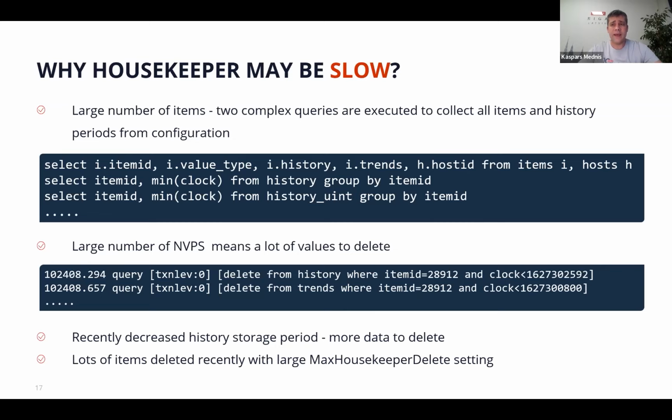Of course, if you have a lot of values to delete, a lot of items, then delete queries are always pretty slow. As I showed you before, if you have played around with storage periods, let's say you have massively decreased storage periods, or you have deleted a lot of items, then you will have much more history to delete, and for some time history will become much more busy. If you increase max housekeeper delete, you can also kill the performance. Housekeeper will try to delete more than 5,000 at once for deleted ones, and it may also become slow.